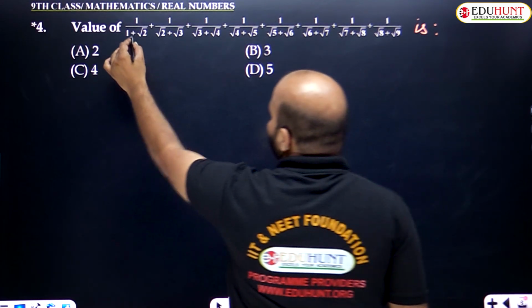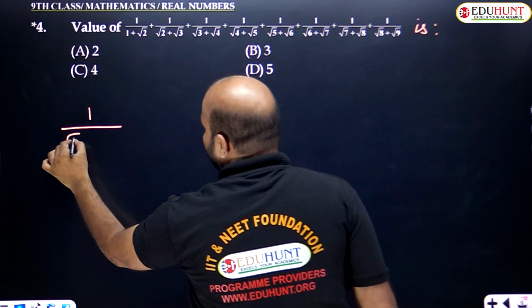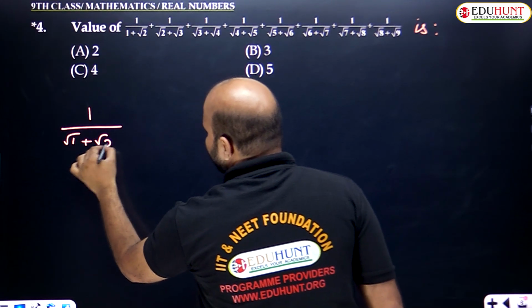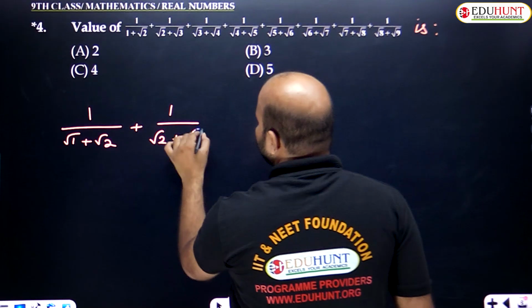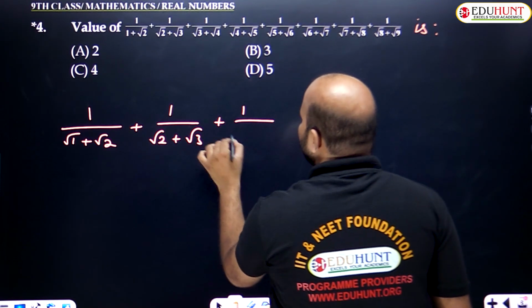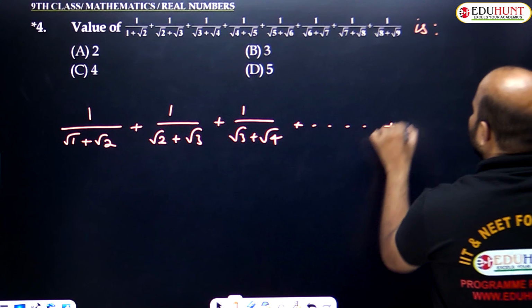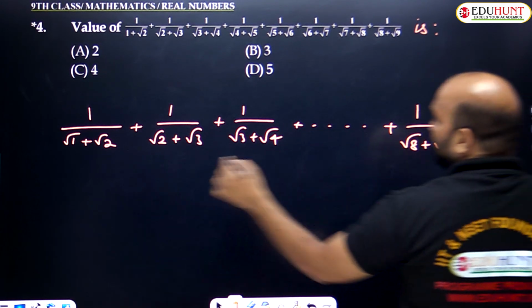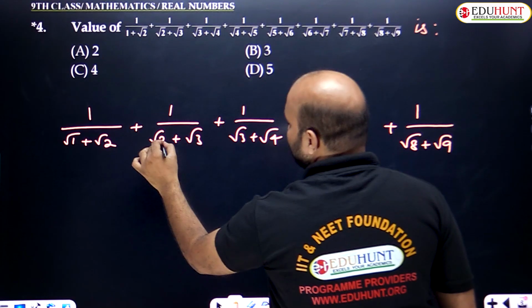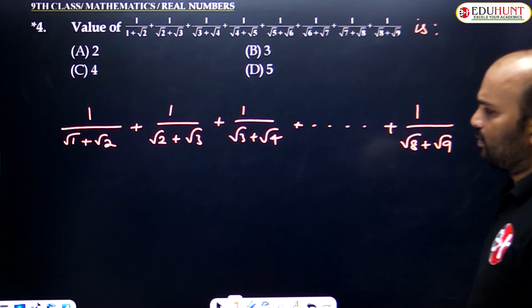The first term I am given is 1 by 1 plus root 2. So 1 can be written as root 1, so 1 by root 1 plus root 2. What is the second term? 1 by root 2 plus root 3. What is the third term? 1 by root 3 plus root 4, and so on. What is the last term? The same cyclic process follows, nothing but ending with starting. Here ending with root 2, and here starting with root 2. Here ending with root 3, starting with root 3. Next term. So this is the method.